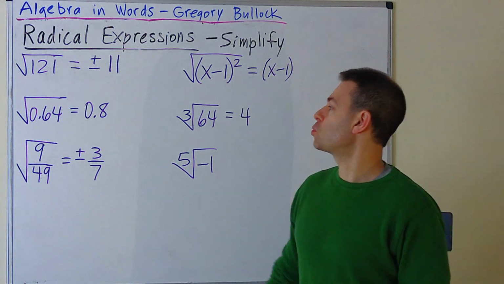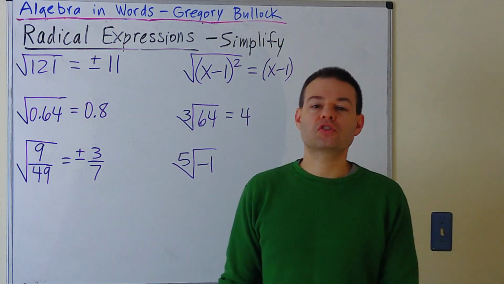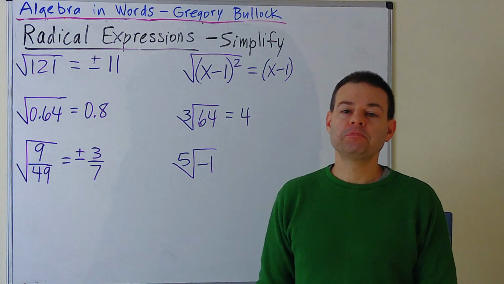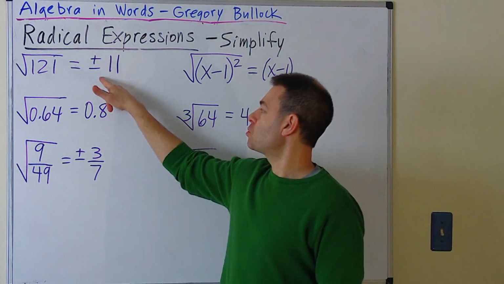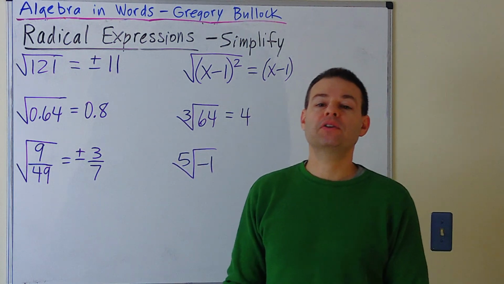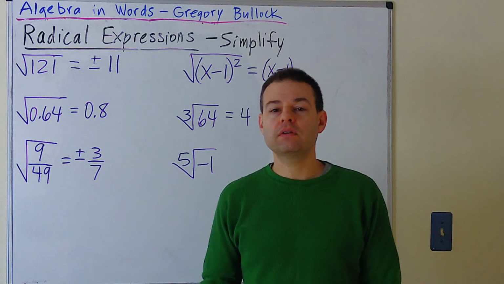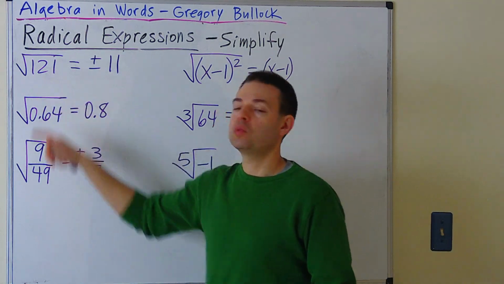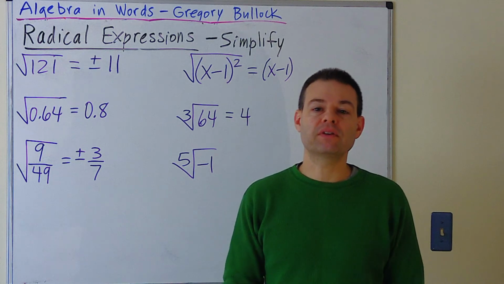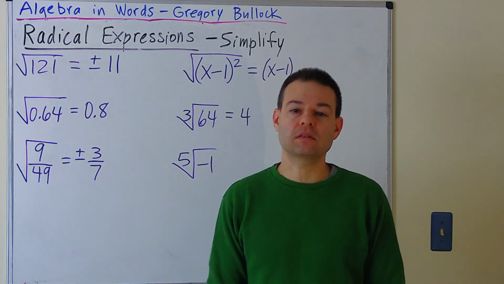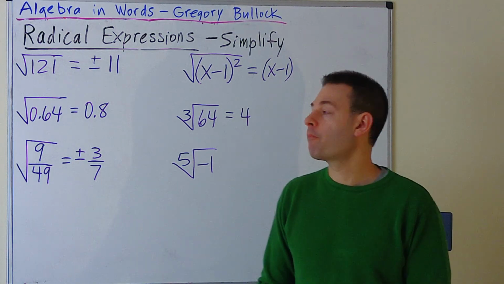So let's look at the first one. The first one is the square root of 121. And the answer is plus or minus 11. And how could you check that? You could take 11 squared and it will give you 121. Or you could do negative 11 squared with negative inside the parentheses and still get 121.